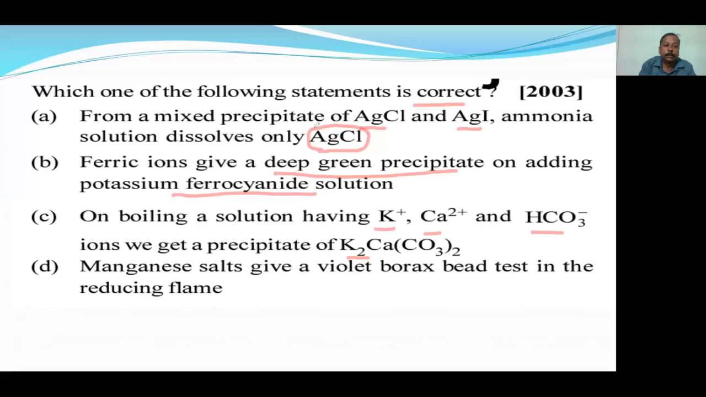Okay, the answer to this question is option A. Actually, silver iodide is sparingly soluble, or less soluble in comparison to AgCl. We have to give the correct answer. Rest all are wrong. Note this down and let's do the next question.